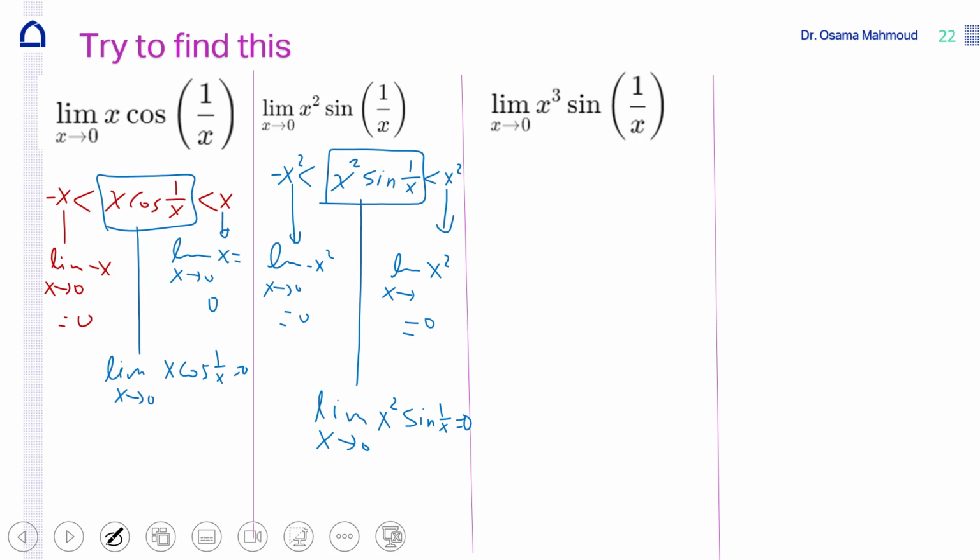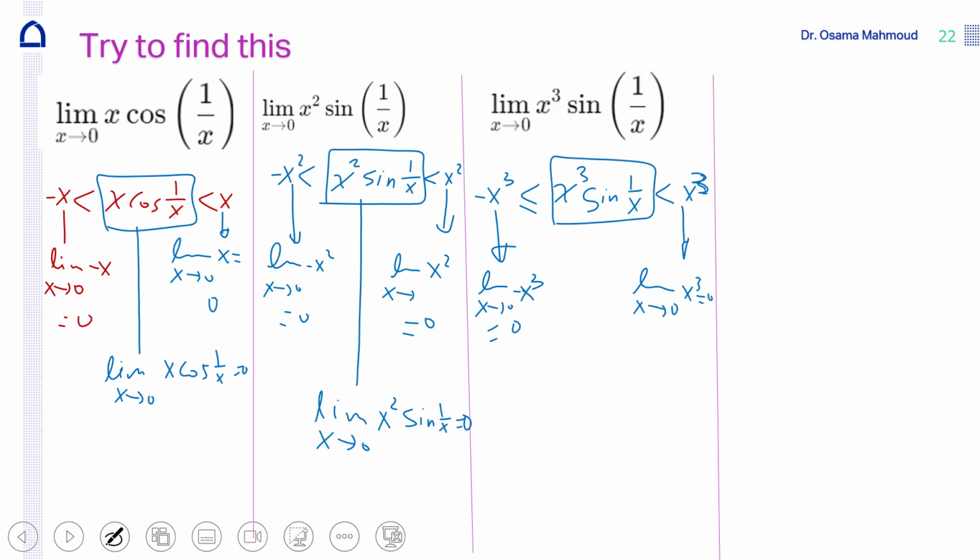This one you can check: your function x cubed sine 1 over x is in between minus x cubed and positive x cubed. And you can check for sure the limit of this one when x tends to 0 is 0, and the limit for this one is also 0. So the limit of this one is 0. So the value is 0.